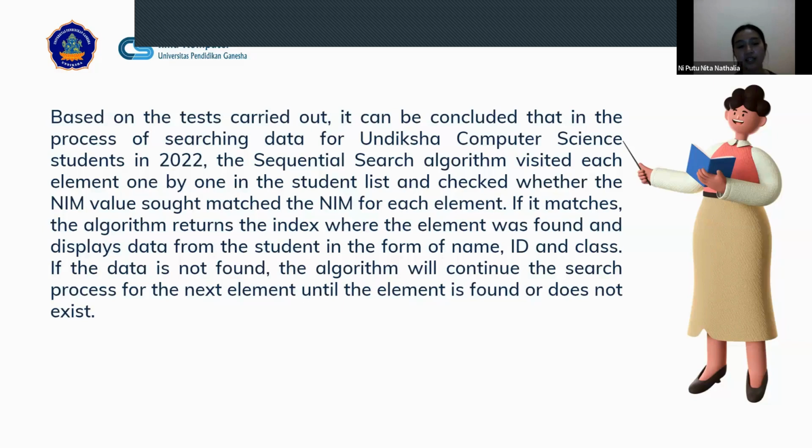the algorithm returns the index where the element was found and displays data from the student in the form of name, student ID, and class. If the data is not found, the algorithm will continue the search process for the next element until the element is found, or until the last element of the array, or the element does not exist.